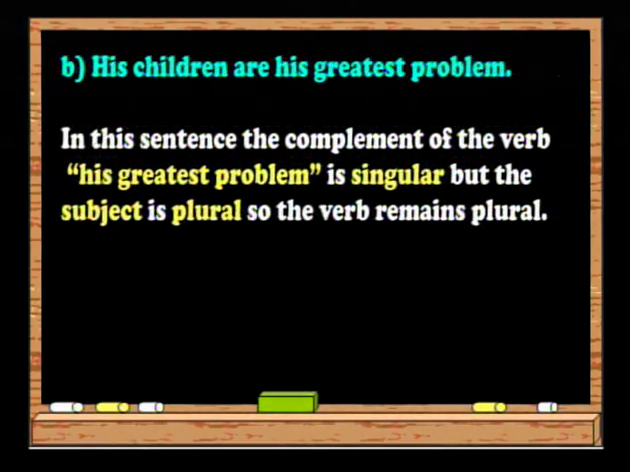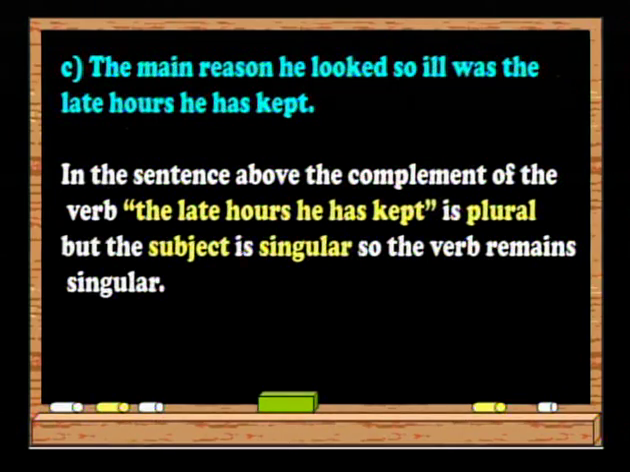In another example, his children are his greatest problem. In this sentence, the complement of the verb, his greatest problem, is singular, but the subject is plural, so the verb remains plural. The main reason he looked so ill was the late hours he has kept. In this sentence, the complement of the verb, the late hours he has kept, is plural, but the subject is singular, so the verb remains singular.